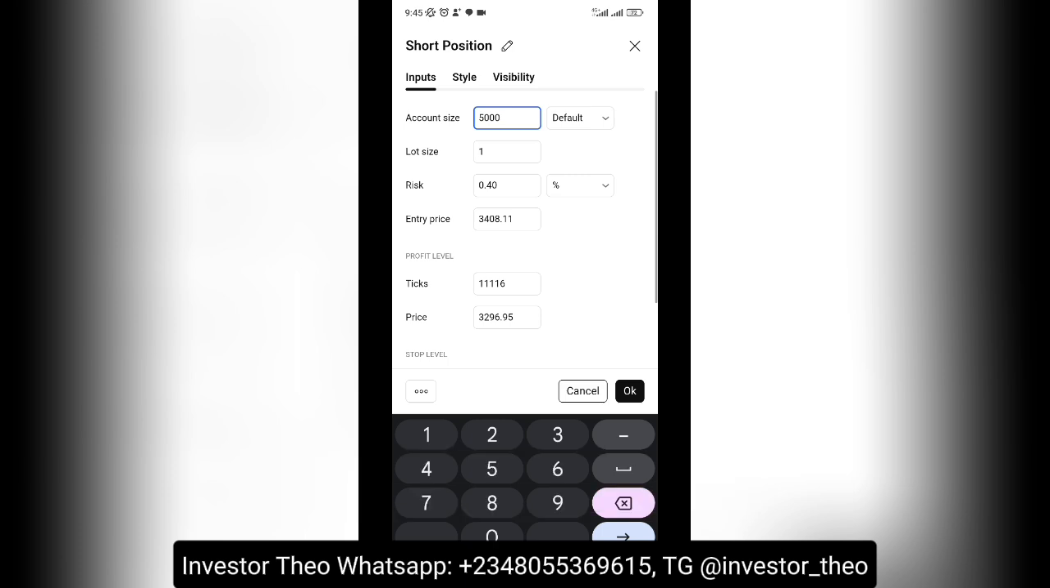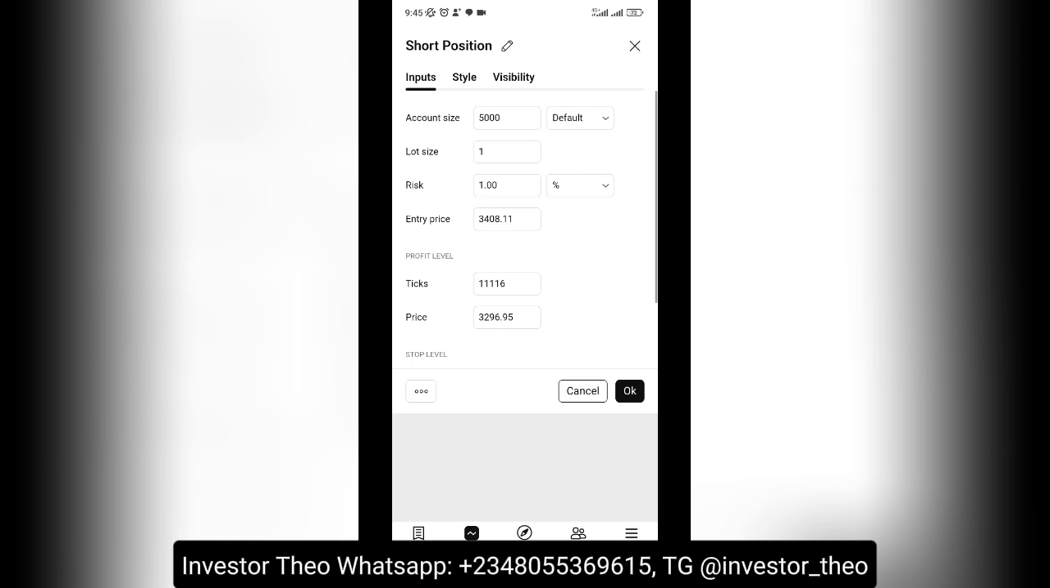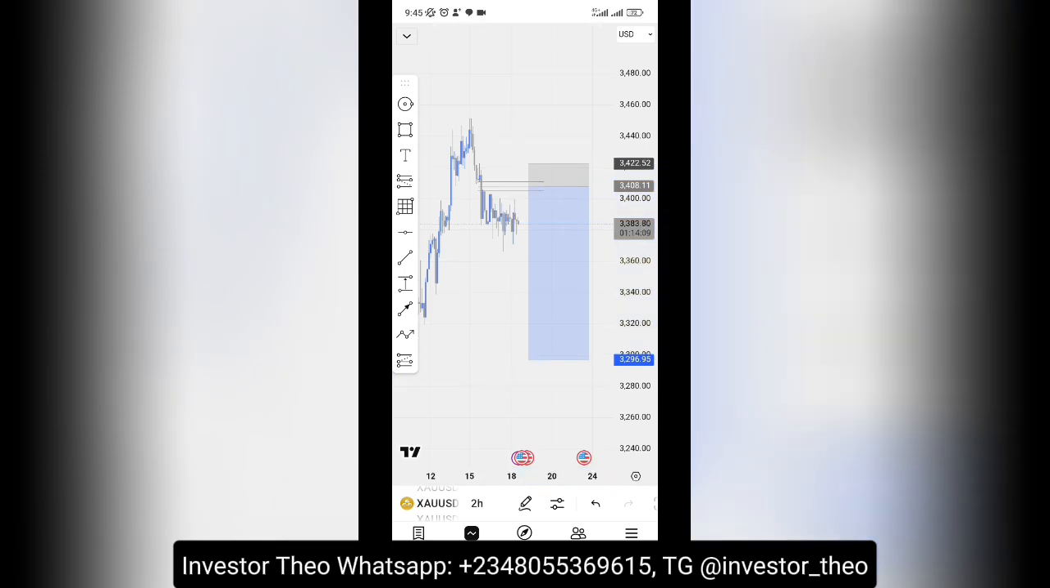So yes, account $5K, and the lot size, leave it as one. Then the risk depends on how much you're willing to risk in the market. So you want to risk 1% of your account balance directly per trade. You do it this way, you know where your entry price, everything is. So you click on OK. It automatically calculates the quantity for you.